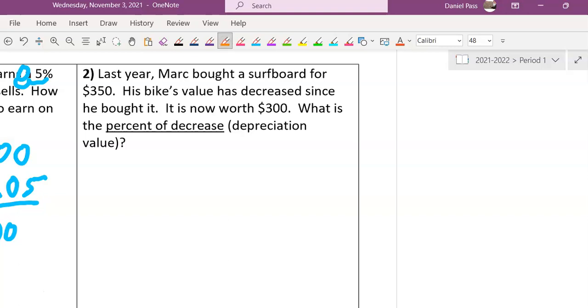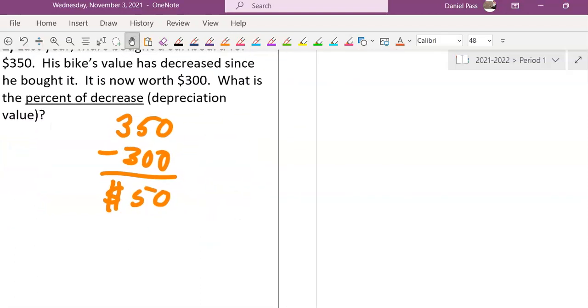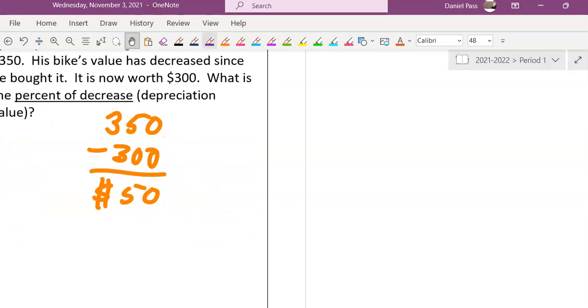Oh, I did 350 take away 300 first. Very good. So now we're finding the amount of change, like the number of dollars that changed. What did you get? 50. $50. That is correct. Okay, are we done? No, because we have to find out the percent of that. Okay, how do we do that? 50 divided by 350. That's right.